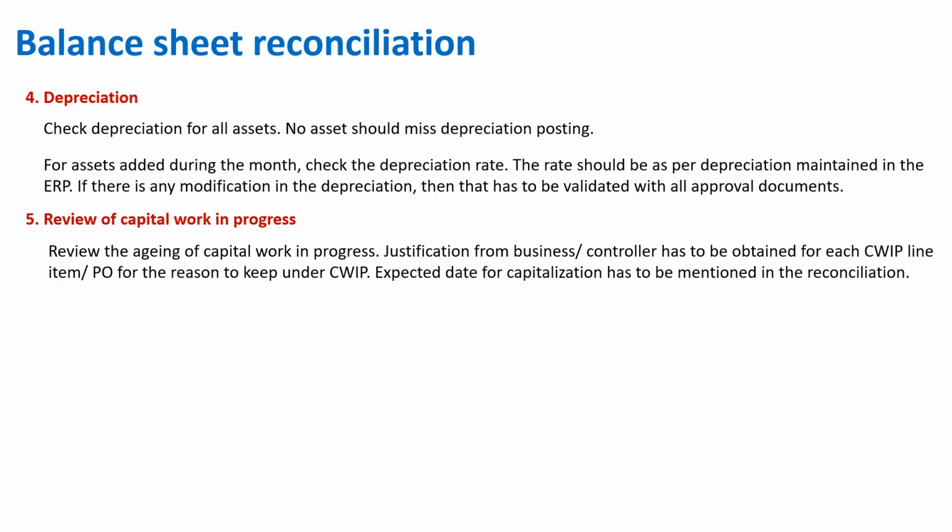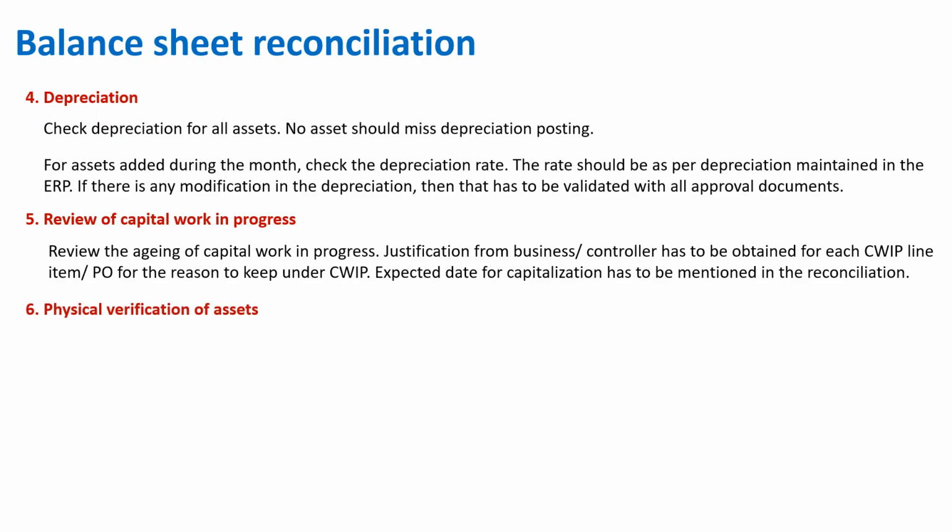Because when you're doing the reconciliation, you are authenticating or ensuring that these lines are not ready for use, right? Hence, these lines are reported under CWIP. An expected date for capitalization has to be mentioned in the reconciliation. That will give clarity to the management or to the auditors that you have a control from the business on which date this CWIP is to be capitalized.